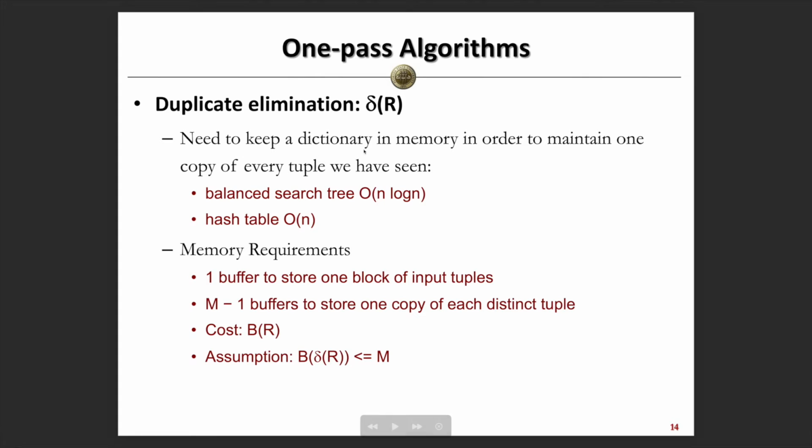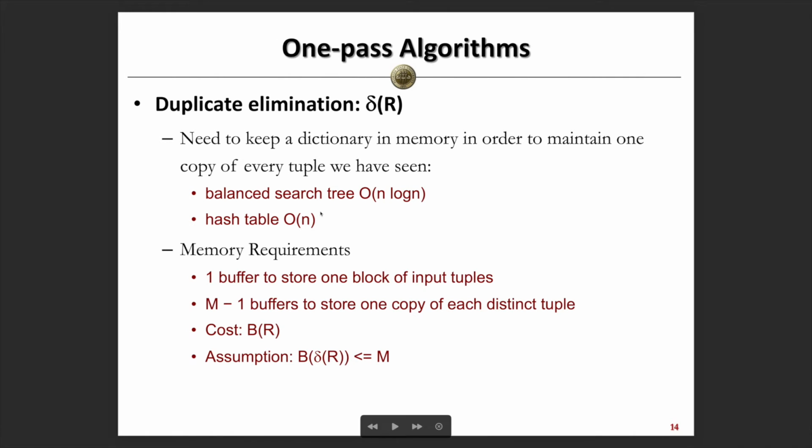To keep this dictionary in memory, we can actually use different data structures. We can either use a balanced search tree or we can use a hash table instead. It really depends on the data structure we use for maintaining this dictionary in memory, and also on the number of tuples we have. We may have different time costs for maintaining this dictionary.